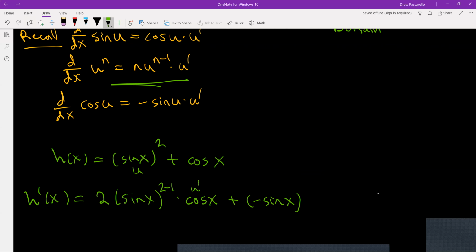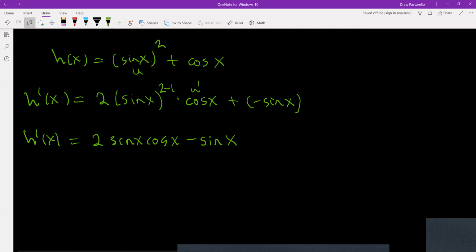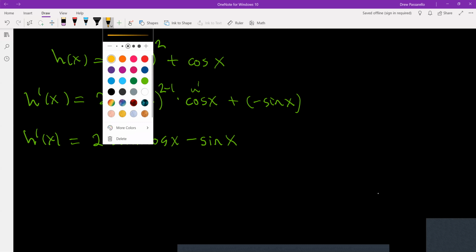All right, so now I'm just going to try to do some simplifying. So what do we have? We have h prime of x equal to, that's really 2 sine x cosine x, and then minus sine x. All right, and sine and cosine are continuous for any value x between 0 and 2 pi. So there's going to be no cases in which the derivative doesn't exist.